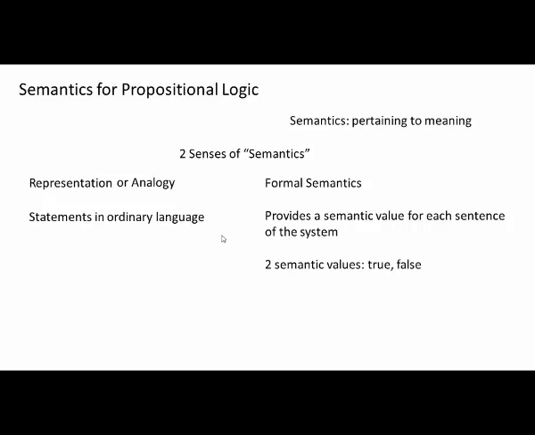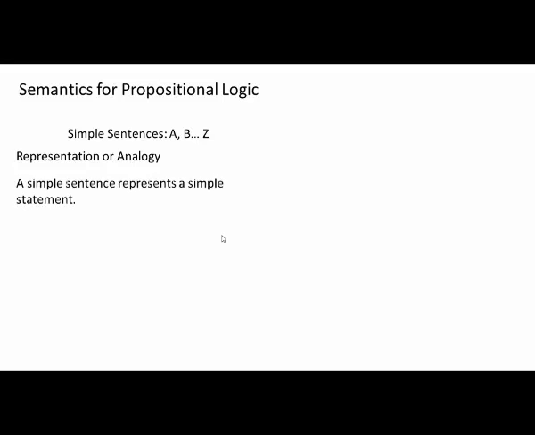Now, the first thing we're going to provide semantic values for within our system is the simple sentences. A simple sentence represents a simple statement. And I know you must be thinking, holy cow, are you serious? A simple sentence represents a simple statement. Well, you might have guessed that was going to be the case. So if we take one of our simple sentences of our formal language, like A, for example, we might think of that as representing a simple statement. That is, a statement that doesn't have other statements as parts. Something like the statement that Al is home. So we think of A as representing a statement like Al is home.